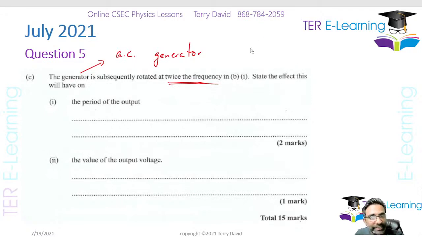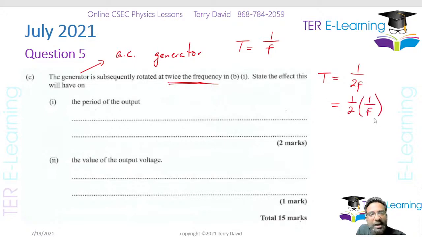Now, before I do anything, there's a formula you need to remember: the period is 1 over the frequency. What we are doing here is doubling our frequency. If you double your frequency, according to this formula, you're going to have 2F at the bottom. So what that means is that you are going to halve whatever your period was.